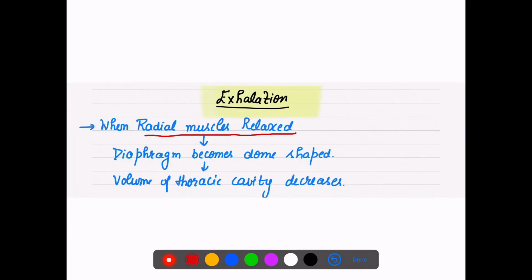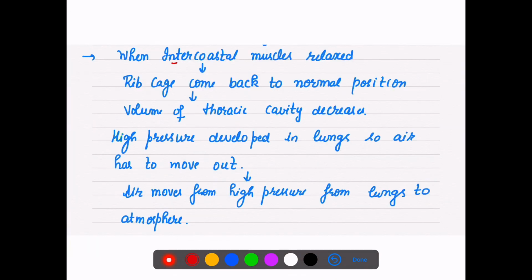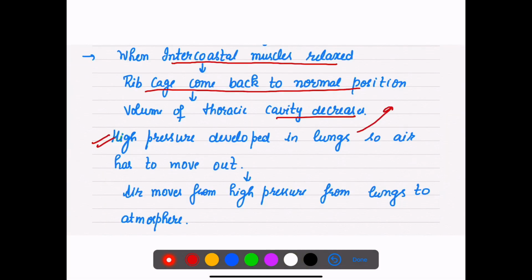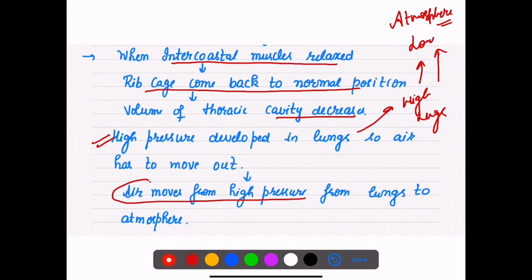Now see, when the intercostal muscles relax, the rib cage comes back to its normal position and the thoracic cavity volume decreases. High pressure will develop in the lungs, and air always moves from high pressure to low pressure. So now from the lungs, air will be exhaled out into the atmosphere, because the air moves from high pressure in the lungs to the atmosphere.